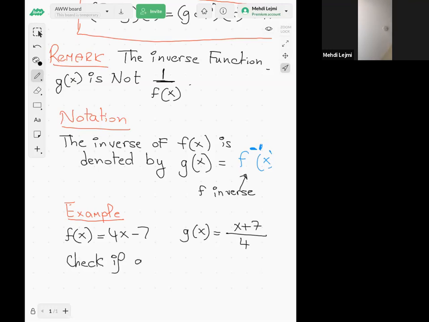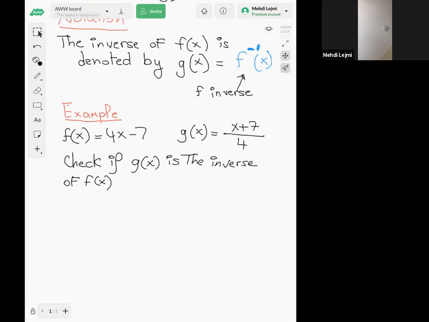So let's check if g of x is the inverse of f of x. What we have to do, guys, is there are two steps. We have to check that f composed with g of x is equal to x, and g composed with f of x is equal to x. Okay, so there are two steps.